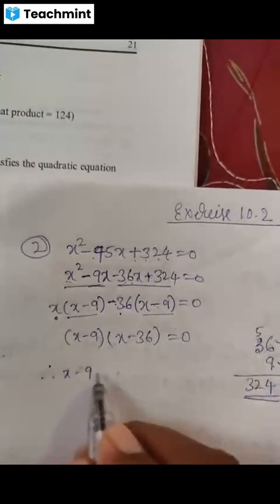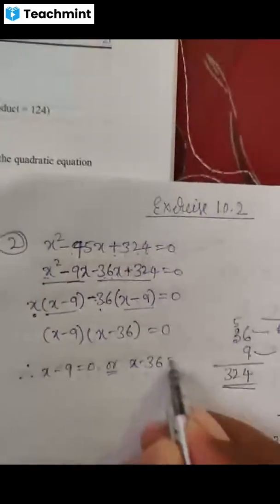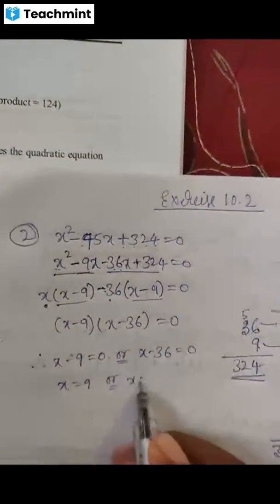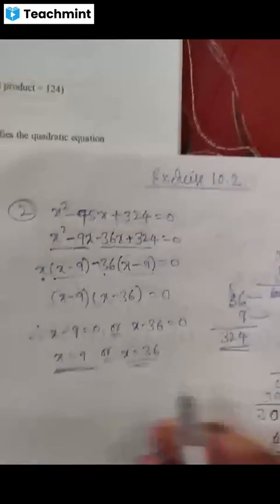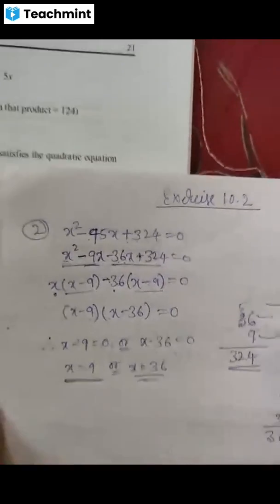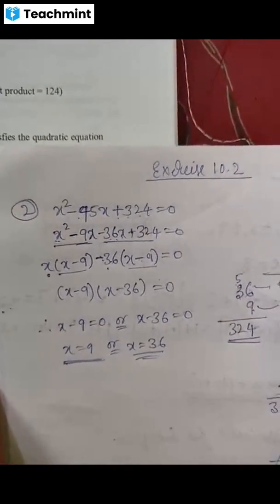Therefore x minus 9 equal to 0 or x minus 36 is equal to 0. So x is equal to 9 or x is equal to 36 are the roots of the quadratic equation. Okay, got this one? Take the screenshot.